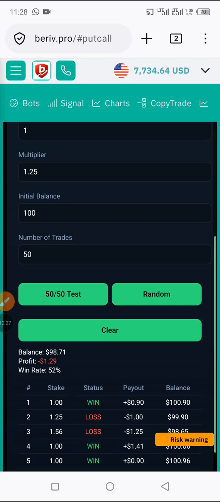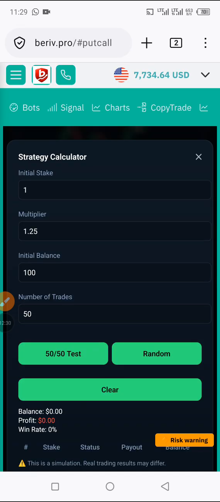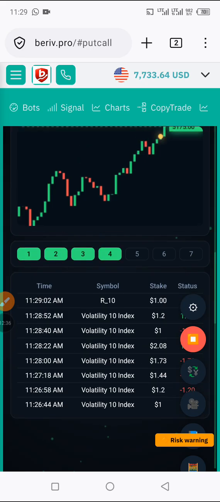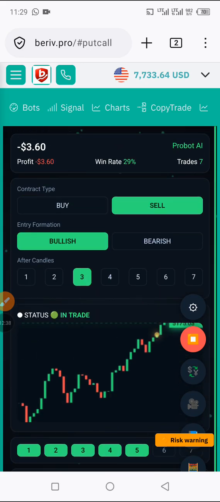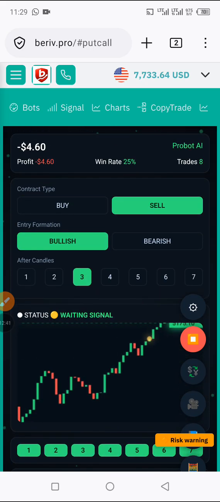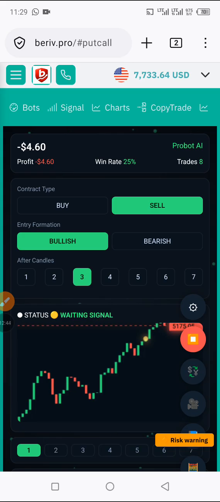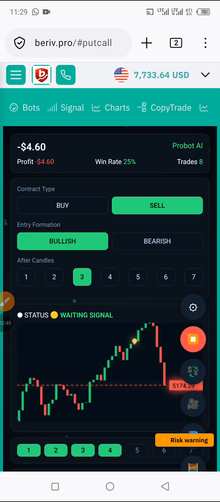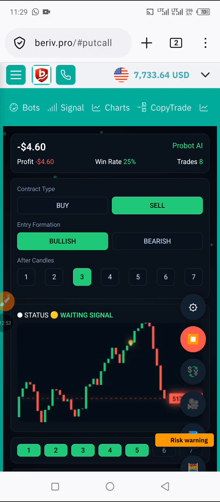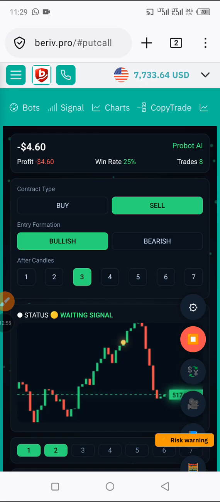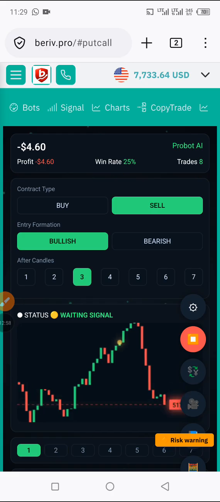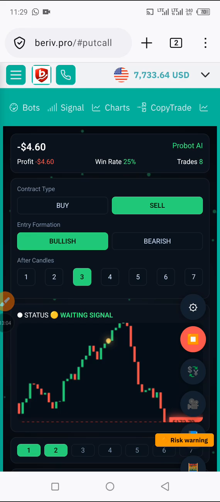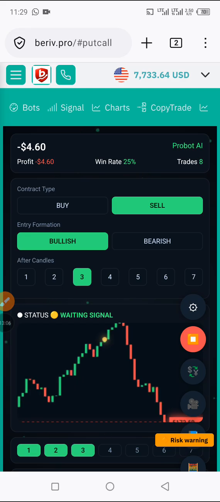Okay, so let me go back to the bot. So the bot, going back to the statistics, I can see we have 8 trades as of now, and it looks like we have more losses than wins, so that is why our profit is negative. But as long as we reach a point where we have 50% win, 50% lose, like if the losses are equal to the wins, our bot will be in profit. So this is the trading bot just in general.